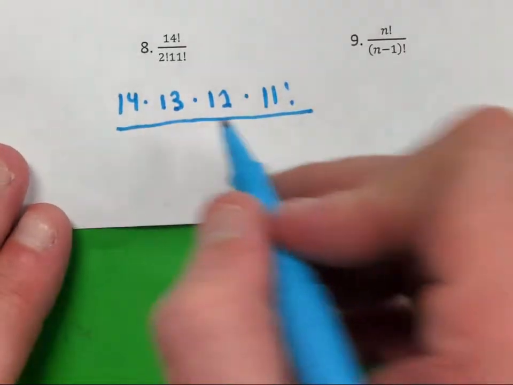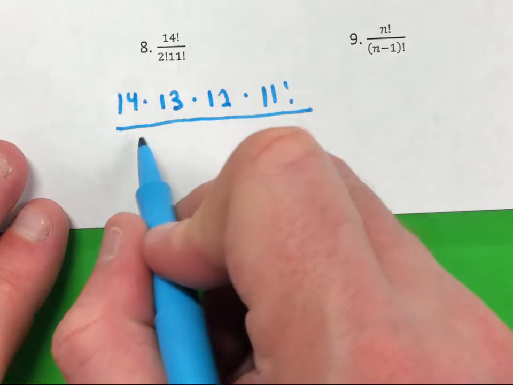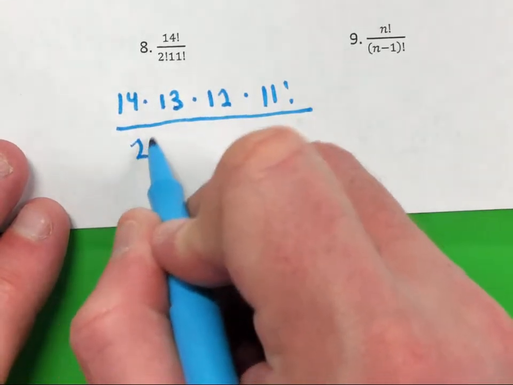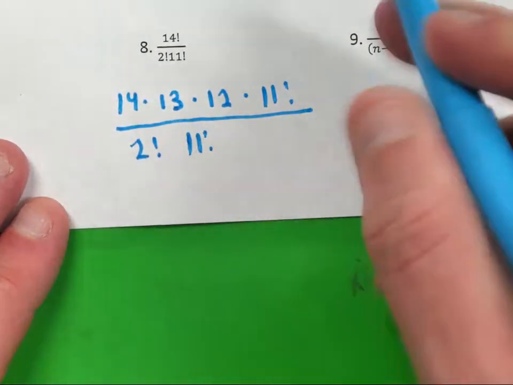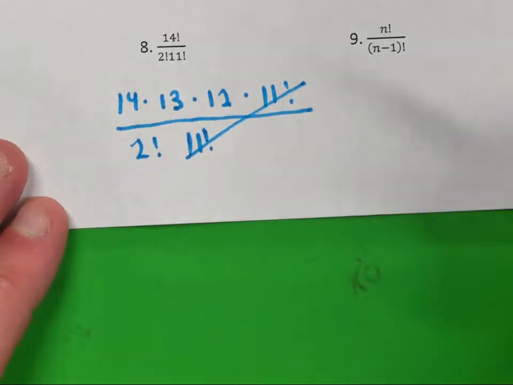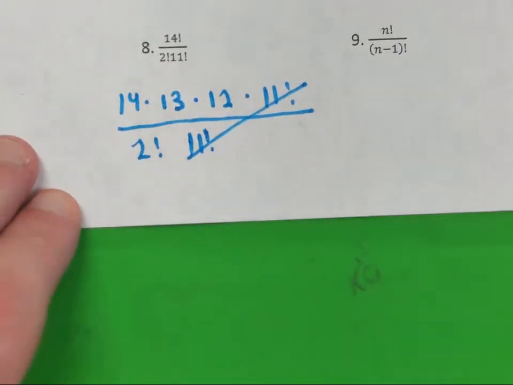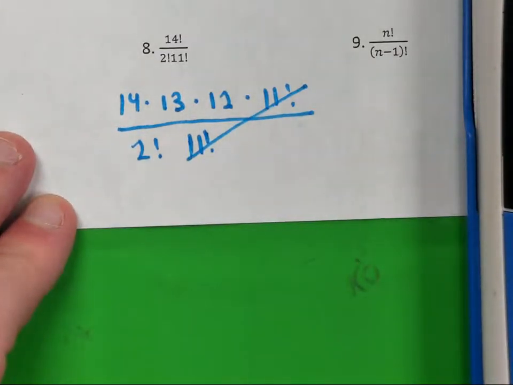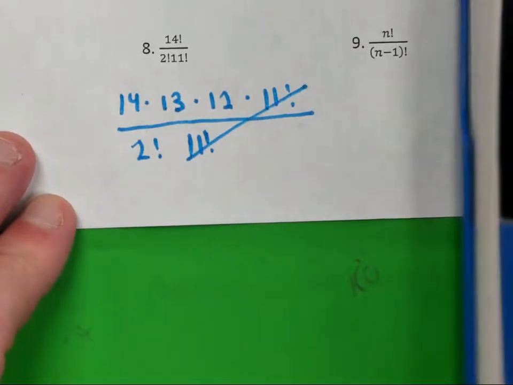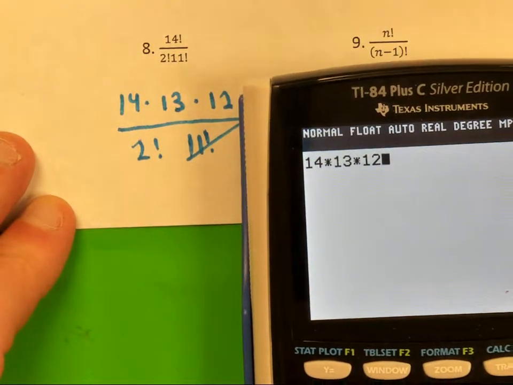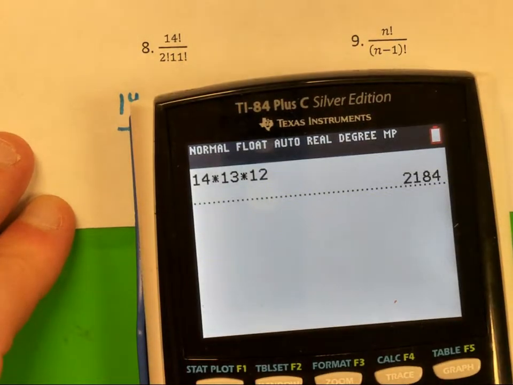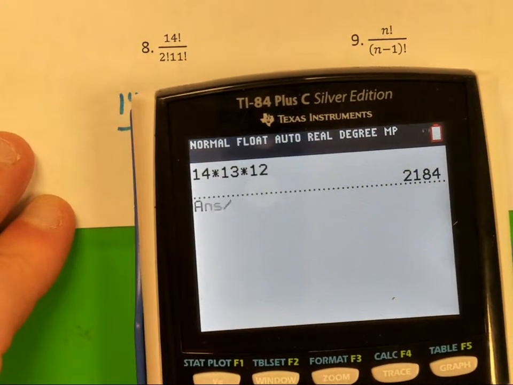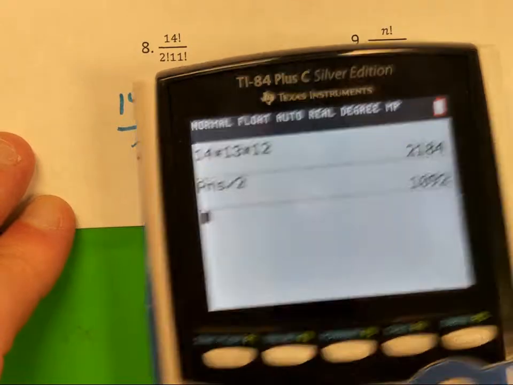Alright. Now, on bottom, I have 2 factorial and 11 factorial. Well, the 11 factorials cancel out. So I'm going to do 14 times 13, and then 2 factorial is 2 times 1, isn't it? Divide by 2 and you get an answer of 1092.